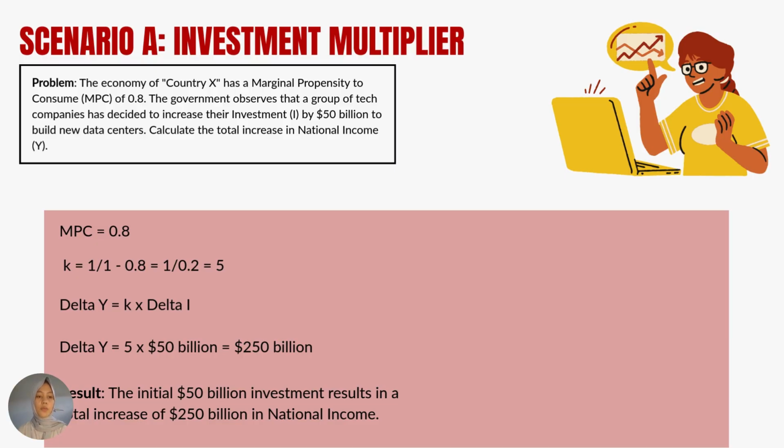So delta Y equals 5 times $50 billion, equals $250 billion. So the result is the initial $50 billion investment results in a total increase of $250 billion in national income.